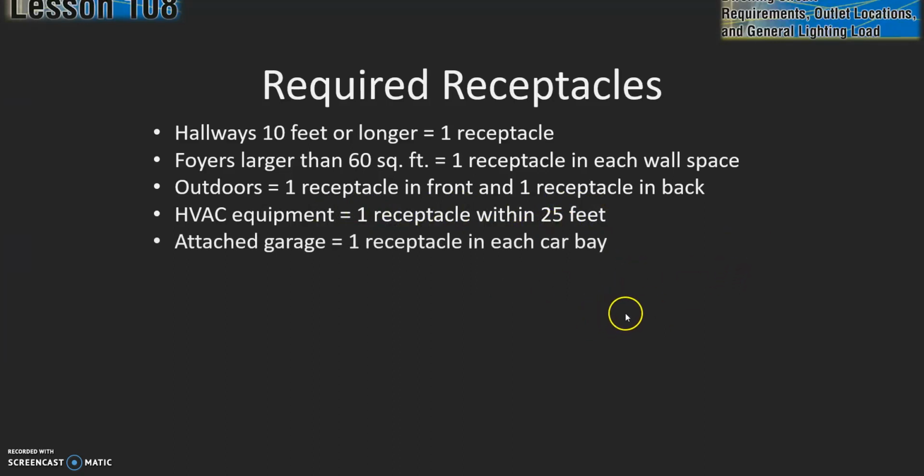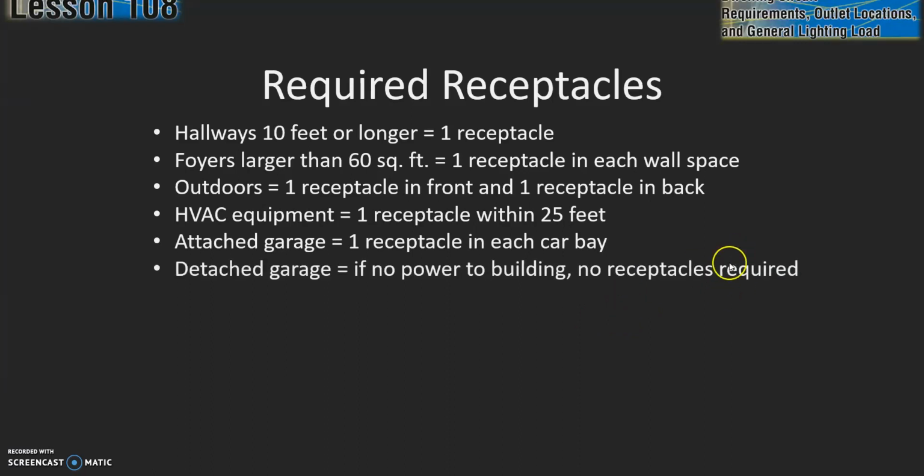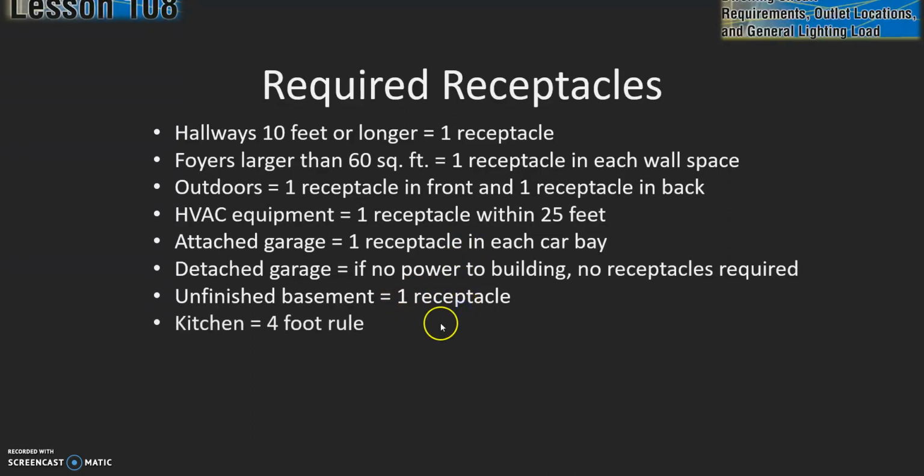For an attached garage, we need one receptacle in each car bay. Okay. Detached garage, if there's no power to the building at all, nothing required. Otherwise, it's exactly the same as an attached garage as soon as we run power out there. For unfinished basements, one receptacle minimum. That will be GFI protected. Same with the garage, come to think of it. But an unfinished basement, one receptacle minimum. As soon as we finish that basement, though, it now applies to the normal rules as any other finished room.